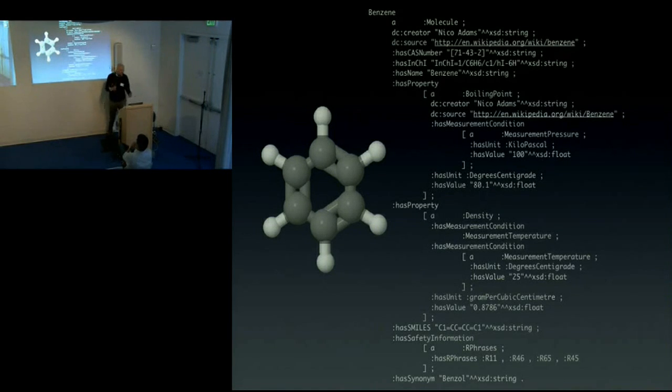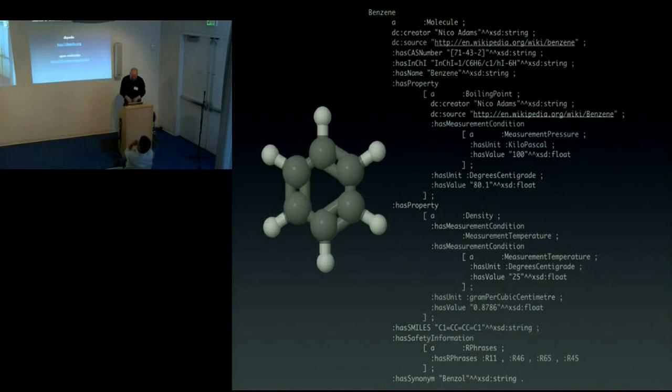So that's a way of actually describing minimum information requirements as well. And you can see how we chain triples together and how we chain information about objects together. So the benzene, or the molecule benzene, is connected to a property, which in turn is connected to a measurement condition, which is specified as a measurement pressure, and so on, and so on, and so on.